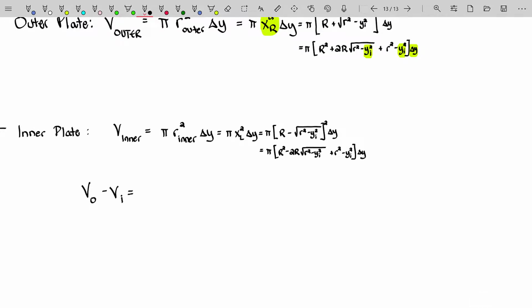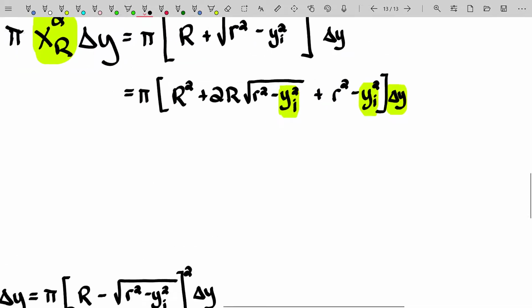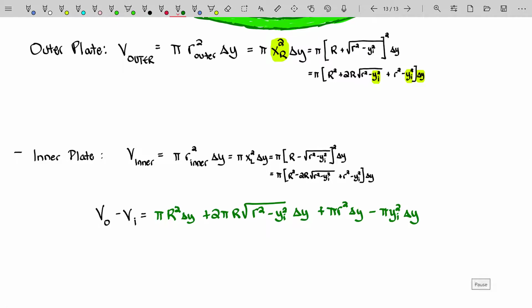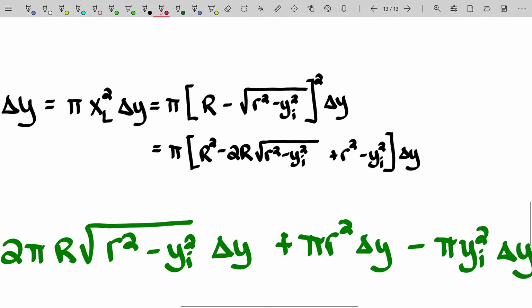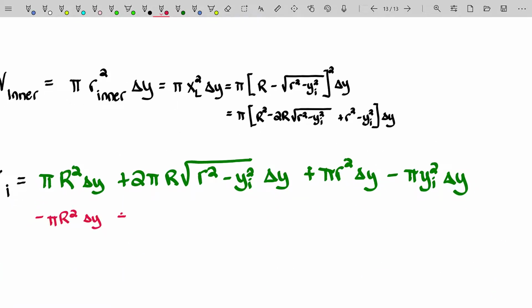And what I'll do is I'll distribute the pi's through and the delta y's through so you can really see what's going on. So for the outer plate, I'll distribute the pi and the delta y through to each of those 4 terms in there. And there we have it. That's just the outer plate, everything distributed. And then from that, I'm going to subtract the volume of the inner plate. Let's go ahead and distribute that pi and that delta y to each of those 4 terms. I'm going to pause right here. I want to showcase something.